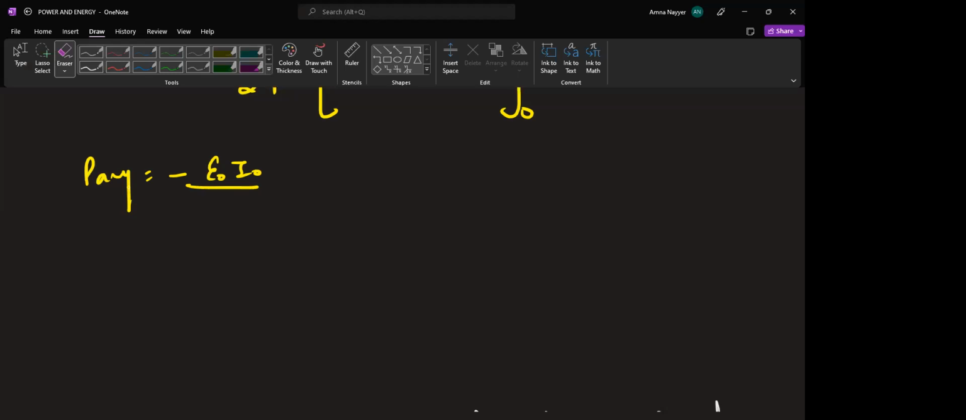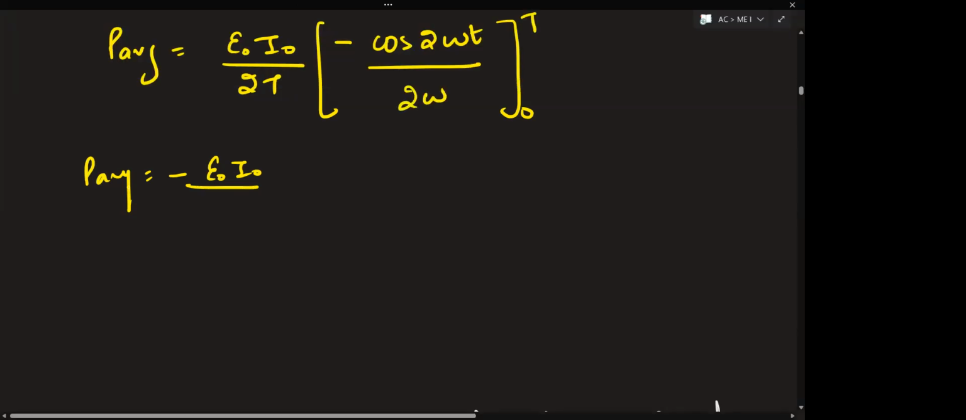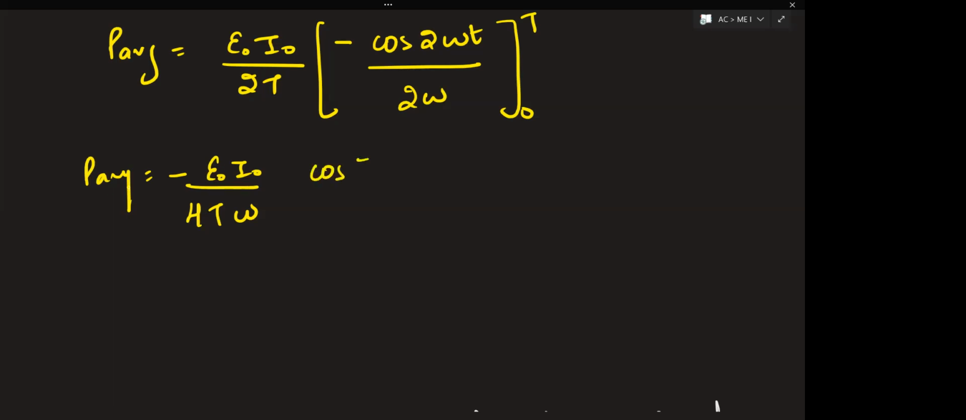This 2 omega which is present, you can bring it out here. So this becomes 4t omega. Now you just have minus 2 omega t there. Not even minus, only cos 2 omega t. Minus also I have taken out. So this becomes cos 2 omega capital T minus cos 0 degree. Upper limit minus lower limit.